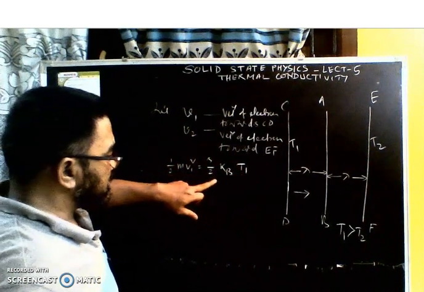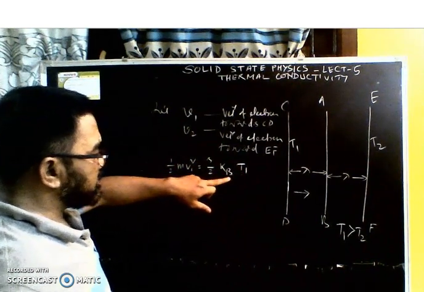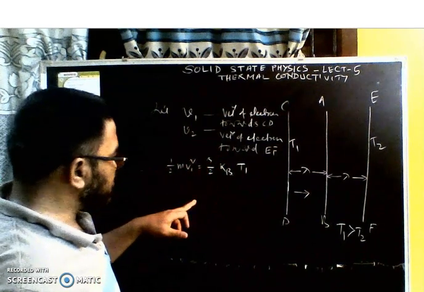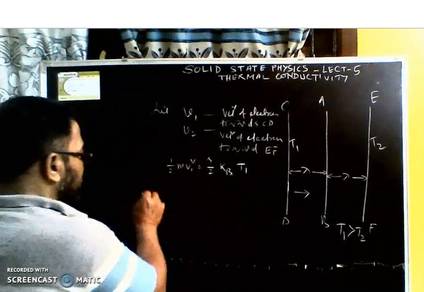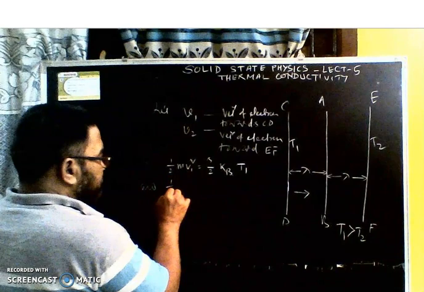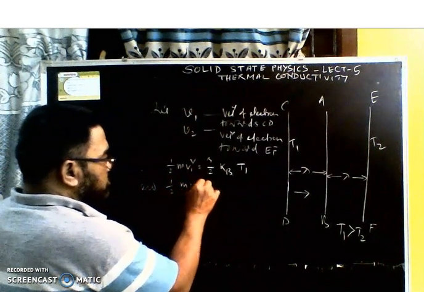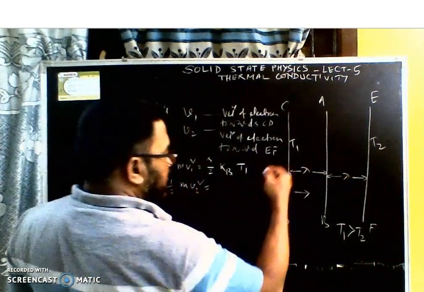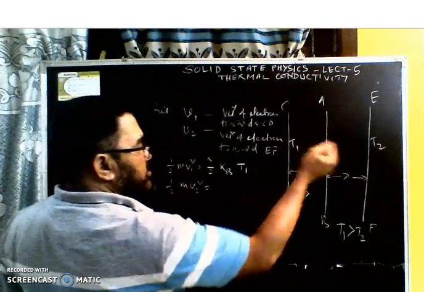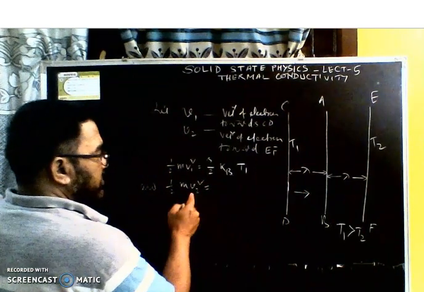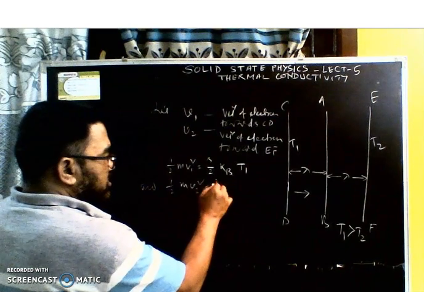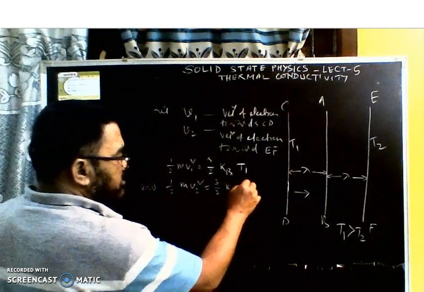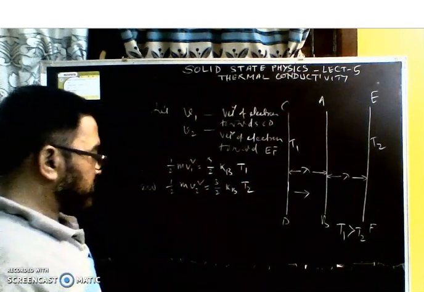Then 3/2 kB is the constant of proportionality. So we get it like this, and half m V2 square. So electrons at the colder end having velocity V2, 3/2 kB will be the same, with T2.